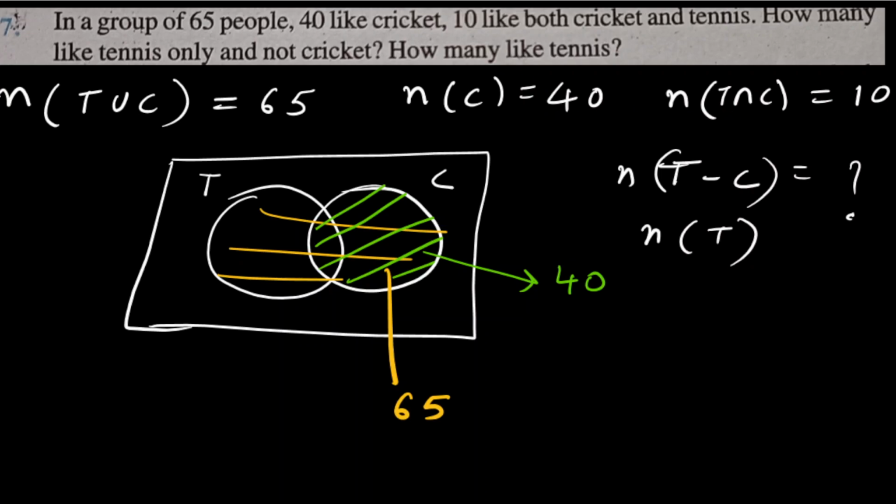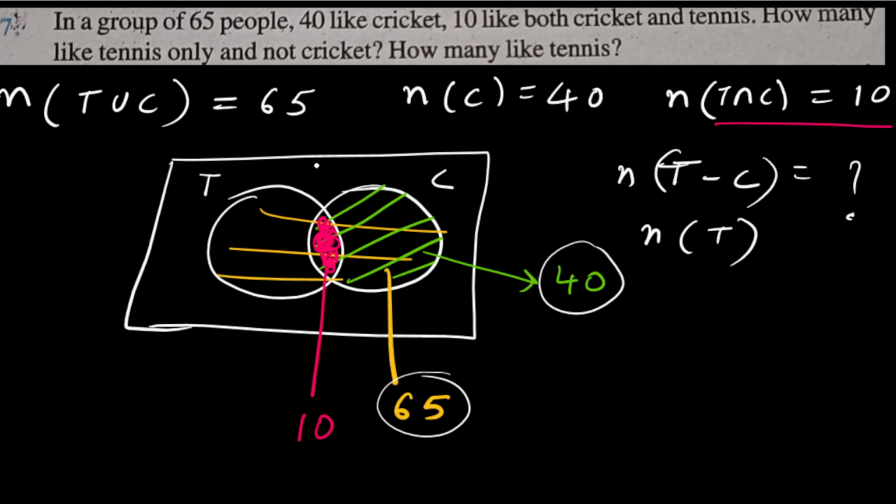Now their intersection is given to us. I'll just highlight it differently. Intersection is this part, which I'm highlighting now with pink. This is the intersection. This is how much? This is equal to 10. Now all the given things I have just marked. I have marked the union. Union means altogether everything. This is equal to 65. I have marked N of C, which is this complete cricket set. And I have marked their common part also.